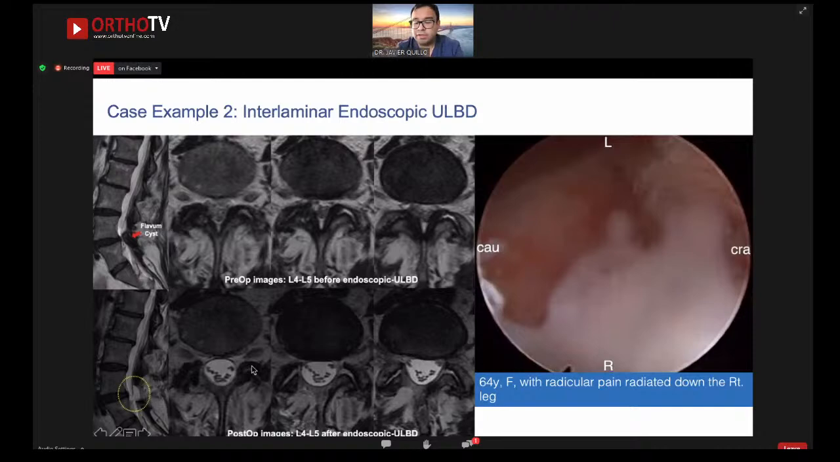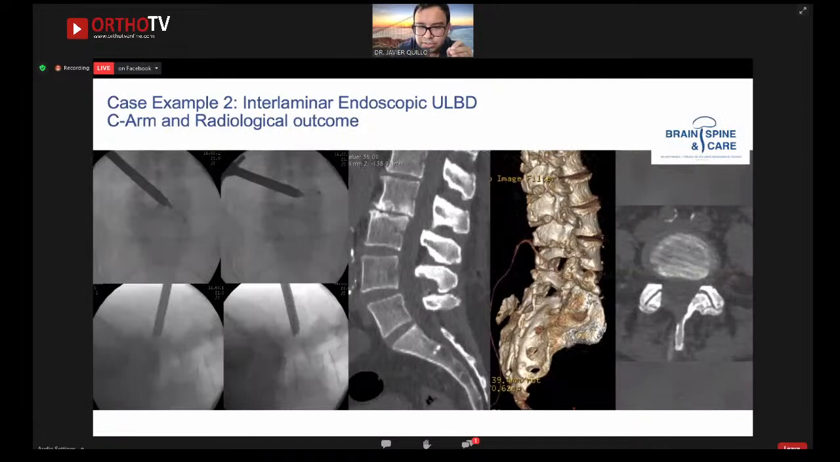But some surgeons can say, oh my God, what do you do with the facet joints in this patient? No problem, because this is one of the advantages of endoscopy. You can measure how much bone removal you do during the surgery. And this is the CT scan of the same patient. You can observe how we preserve the facet joints. We perform a very big decompression of the traversing and exiting nerves, and we decompress and remove the flavum cyst, but we respect the facet joints.